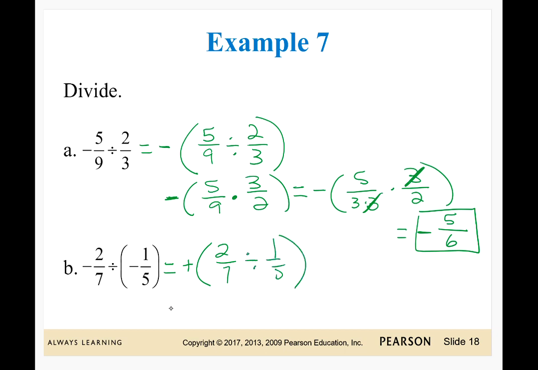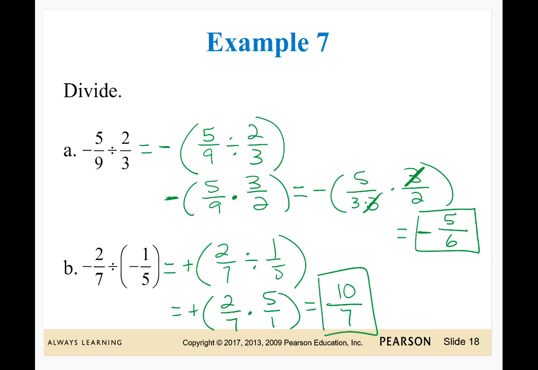First thing I'm going to do is change that to a multiplication problem. So 2/7 times 5 over 1. All of these are prime, so there's nothing that I can simplify. So my answer is positive, and then multiply your numerators. 2 times 5 is 10, and 7 times 1 is 7. So positive 10/7 is my answer.